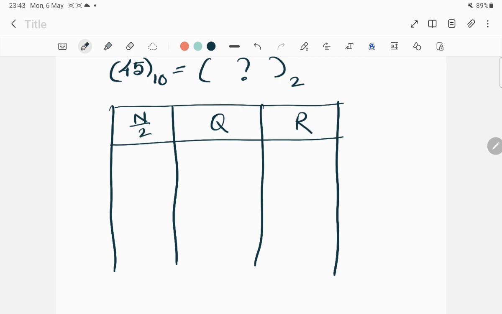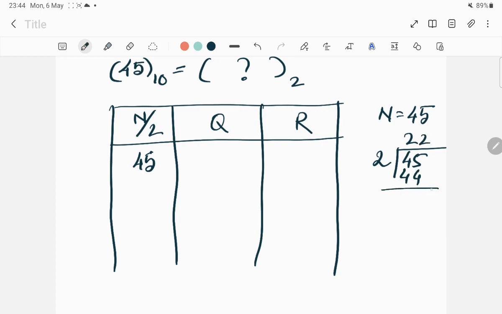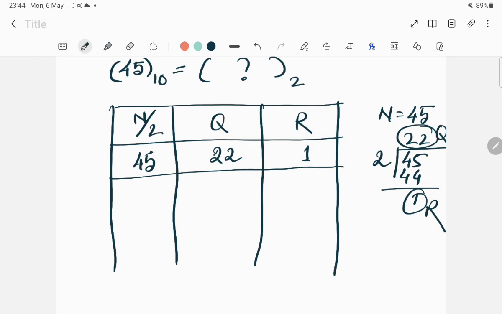Okay. Now at the first step, we have n equal to 45. So I will divide it by 2. 45 divided by 2, 2 2s are 4, so 1 remains. So this is our quotient and this is our remainder. So this is 22 and remainder is 1. Now what is the next step? This thing will come here.